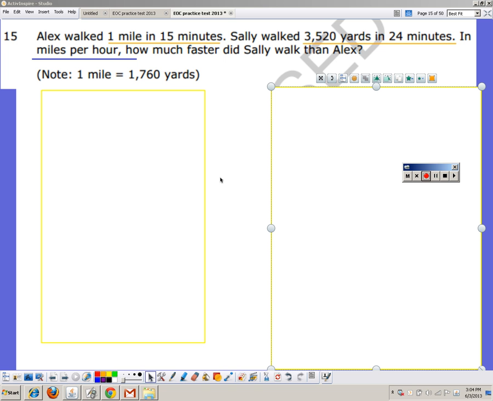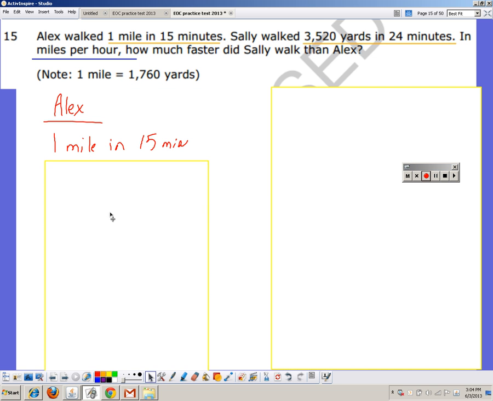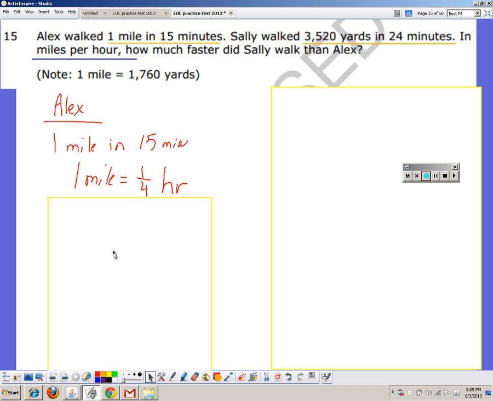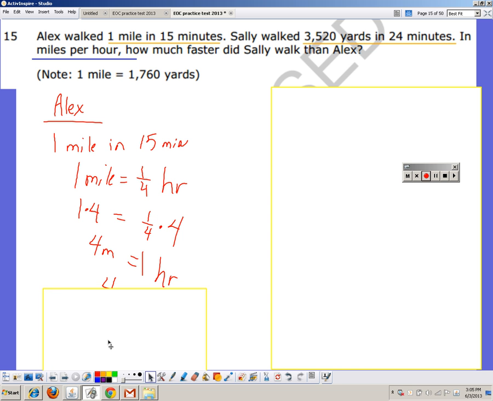In number 15, we have Alex and Sally, and they want us to make a comparison. Well, to compare, all their units have to be the same. Alex walked 15 minutes, 1 mile, and they want us to find miles per hour, so we have to convert. Since 15 minutes is a quarter of an hour, what we got to do is multiply everything by 4. So 1 mile times 4 is the same thing as 1/4 of an hour times 4. So that means Alex walked 4 miles per hour.